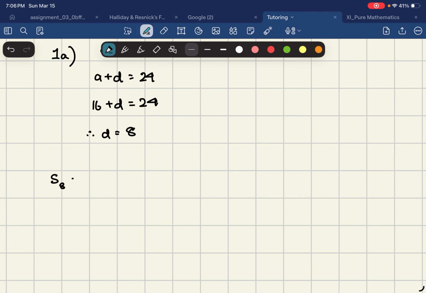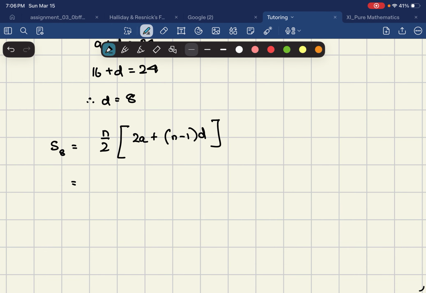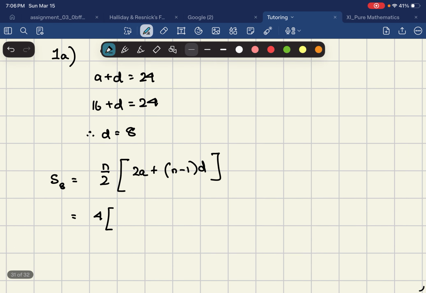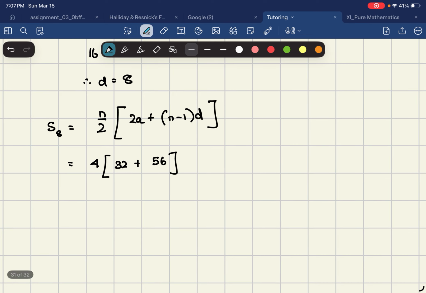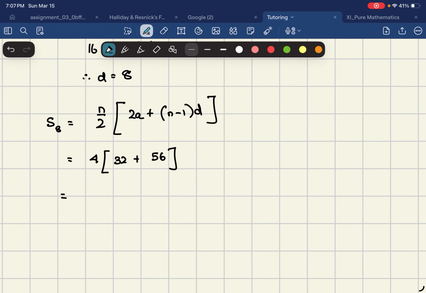So the sum of 8 terms is n divided by 2, times 2a plus n minus 1 times d, right? And then you just substitute. n is equal to 8. 8 divided by 2 gives me 4. 2 times a is 2 times 16, which is 32, plus 7 times 8, that is 56. d is 8, and then 8 minus 1 is 7. So 7 times 8 is 56. And when you substitute everything in and solve, you get 32 plus 56 times 4, that is 352.